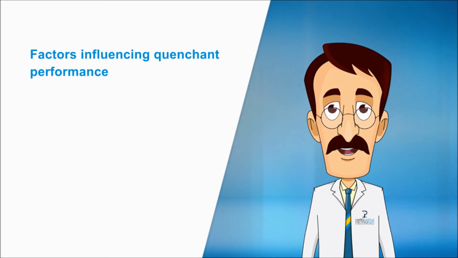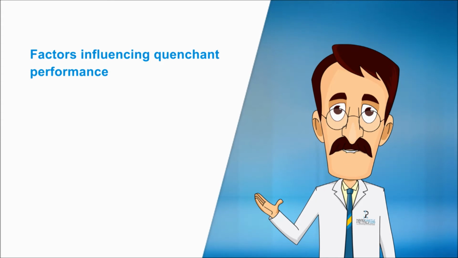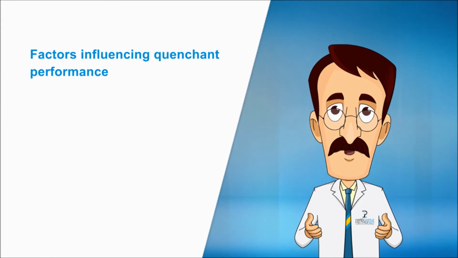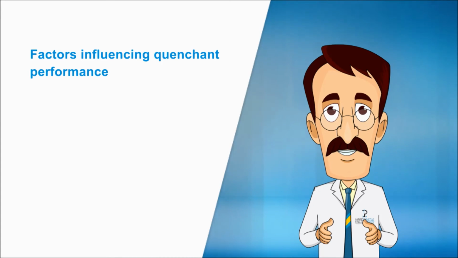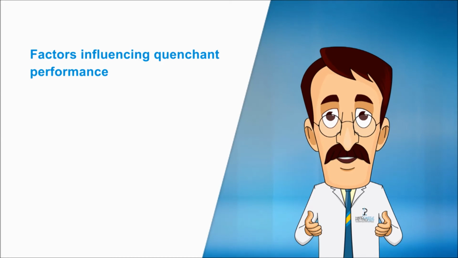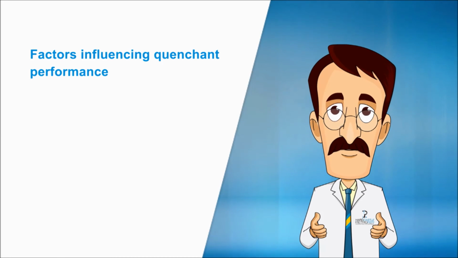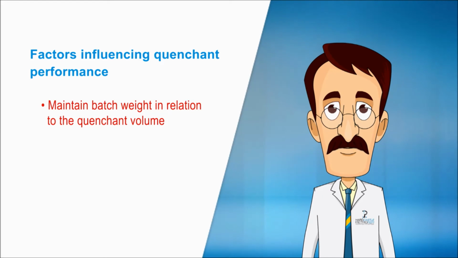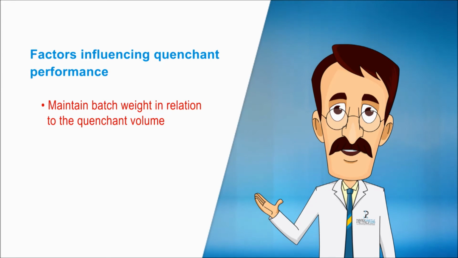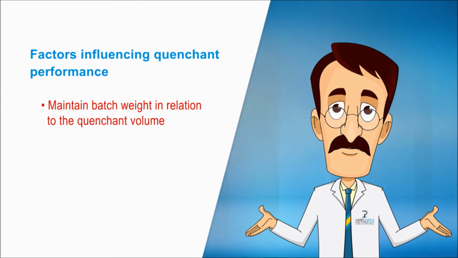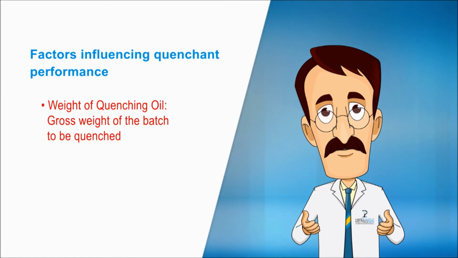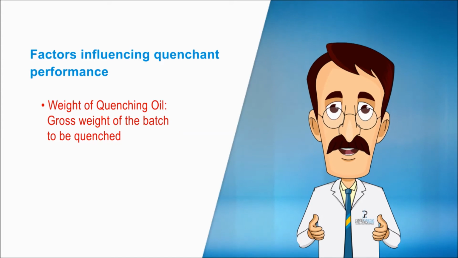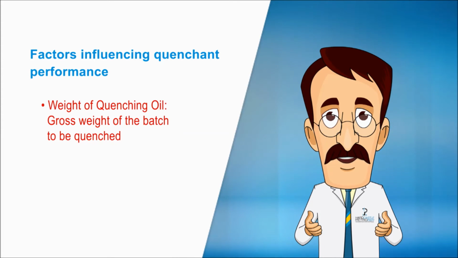Several important points need to be observed when using an oil bath in order to achieve the optimum working conditions. In order to keep the thermal loading within limits and also to avoid severe variations in the working temperature of the bath, a relationship between the weight of the batch or hourly throughput of the furnace and the volume of quenchant must be maintained. Consequently, the following values can be used as a guide to the relationship between the weight of quenching oil and the gross weight of the batch to be quenched.